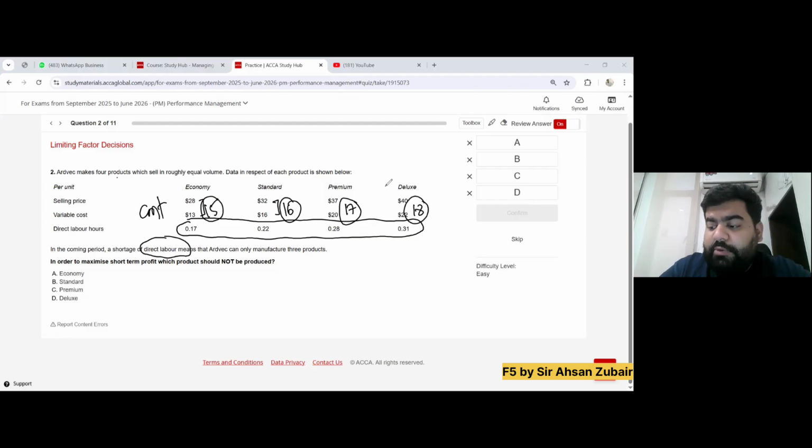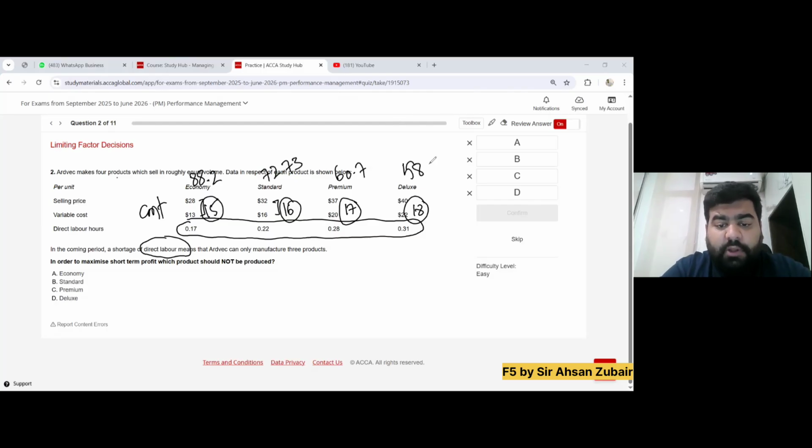Now we will calculate contribution per limiting factor. 15 divided by 0.17 is almost 88.2. Then 16 divided by 0.22 is 72.73 almost. After that, 17 divided by 0.28 is 60.7, and 18 divided by 0.31 is almost 58.